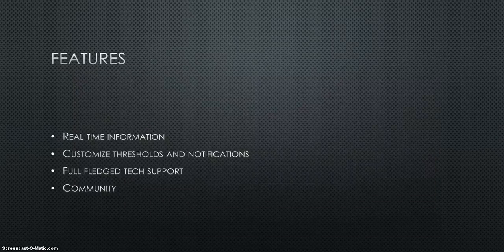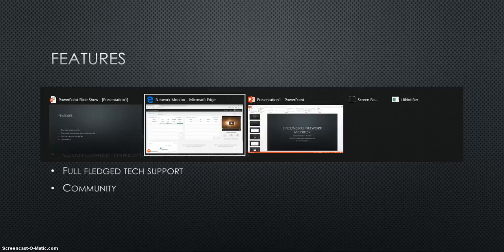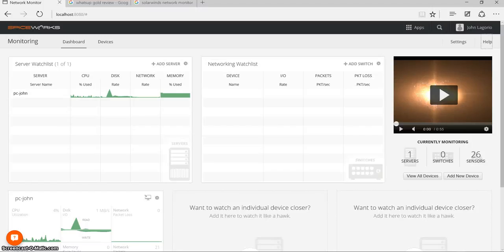From here on out, we're going to talk about some features, and the big things that we're going to talk about are the real-time information, customizing the thresholds and notifications, the full-fledged tech support, and the community. We're actually going to get into the software so you can see it, so let's go ahead and do that. So this is the software right here. Like I said, we've got the dashboard right here, and we've got the information right there. And you can see that these graphs are moving a little bit. Like I said, it's real-time information.